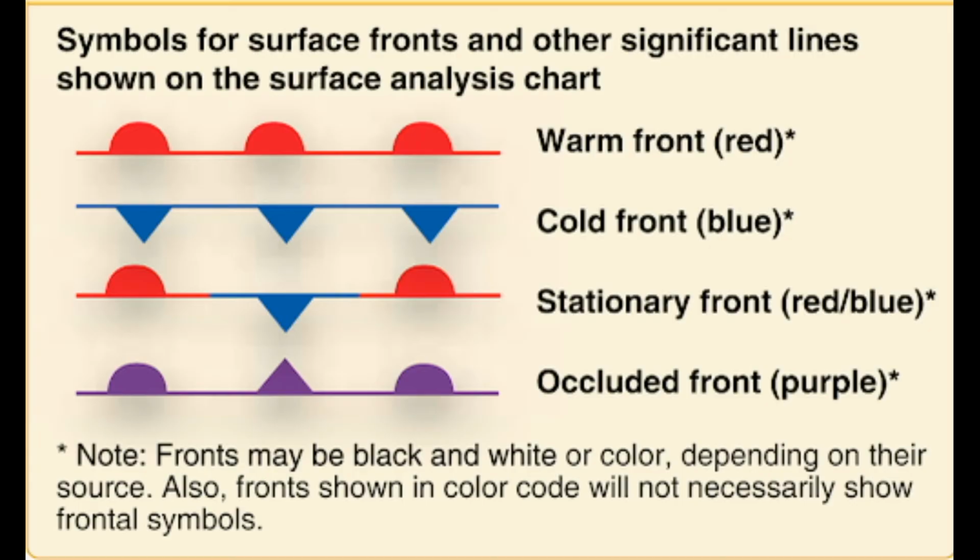So here are the four types of fronts that we get here in the U.S. We have a warm front, a cold front, a stationary front, and an occluded front. And real fast, I'll go over the definitions of what all of these are.